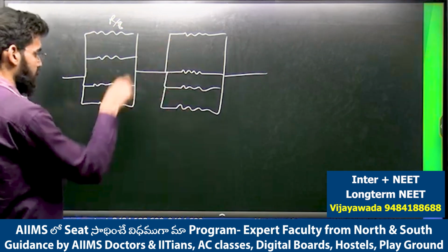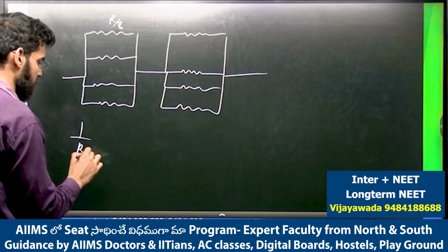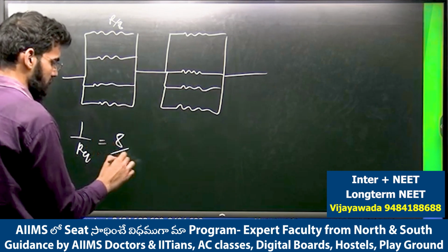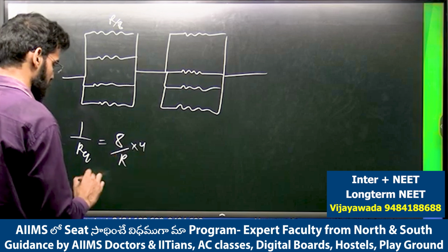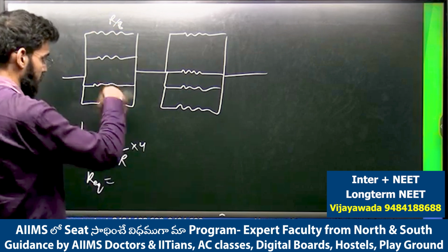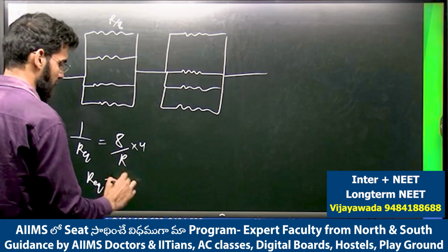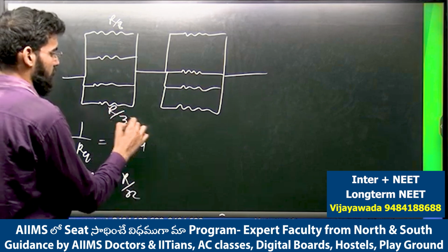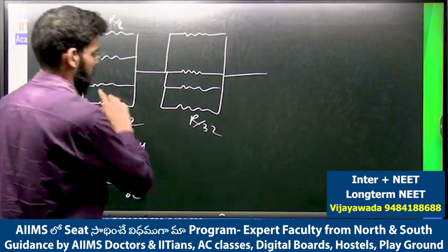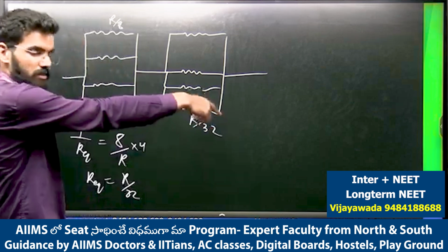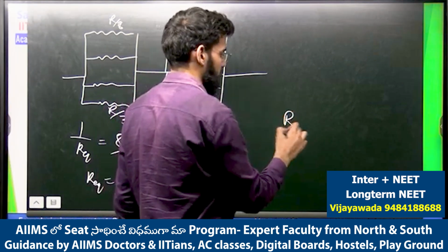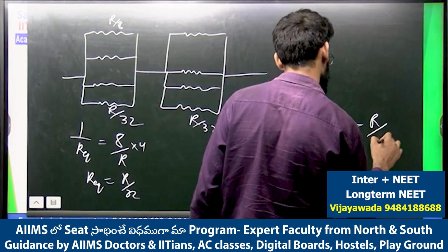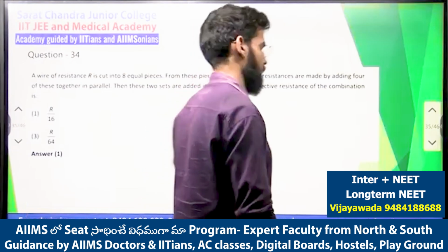So if you find R equivalent, 1 by R equivalent is equal to 8 by R written 4 times. So R equivalent of this combination will come R by 32. This is R by 32 and this is also R by 32. Now they are in series, so R by 32 plus R by 32, that is nothing but R by 16. So the answer is R by 16.